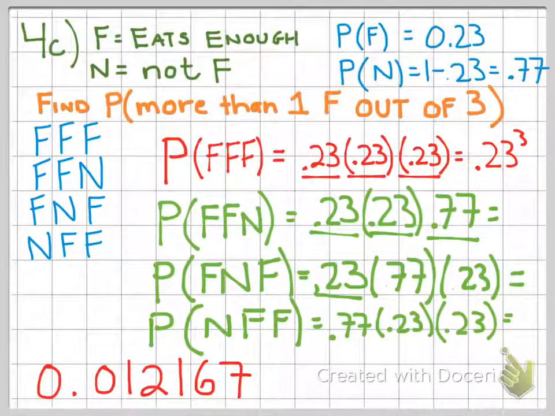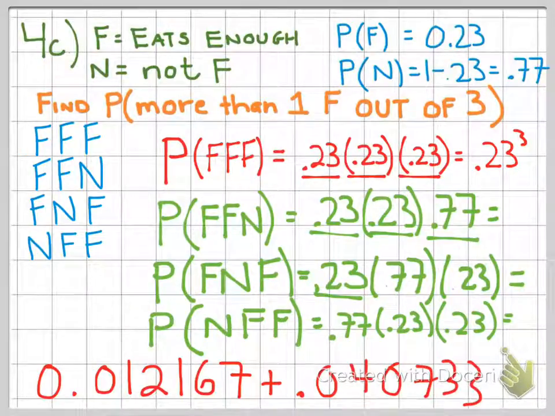Now the next probability is 0.23 times 0.23 times 0.77, which equals 0.040733. Now all of these green numbers are going to be the same, so I'm just going to multiply that by 3, and that will give me my solution.